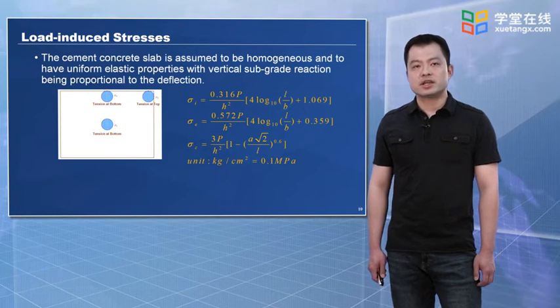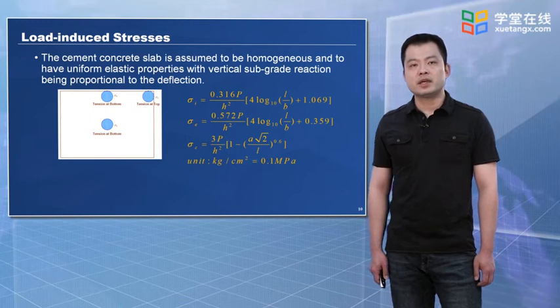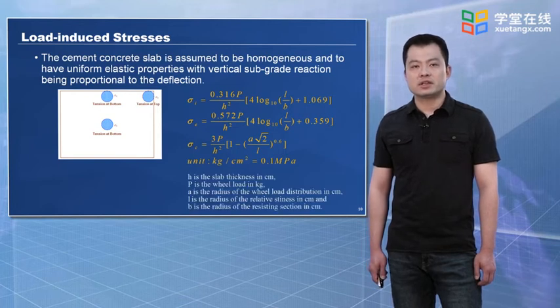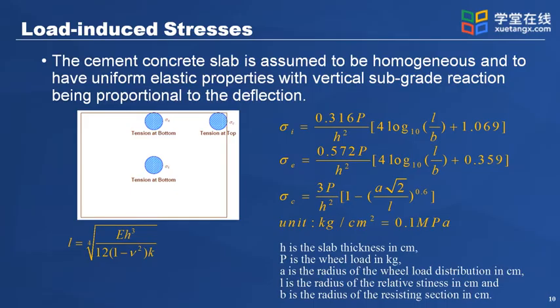In the equation, h is the thickness of slab in centimeter, P is the wheel load in kilogram, a is the radius of the wheel load in centimeter, l is the radius of relative stiffness in centimeter, and the equation to calculate it is shown here. b is the radius of resisting section in centimeter, and the way to calculate it is to use this equation.